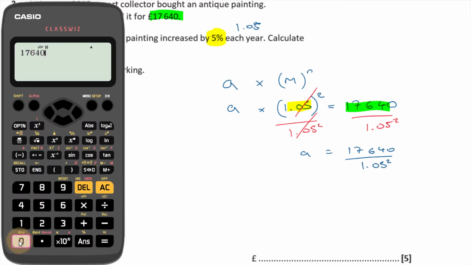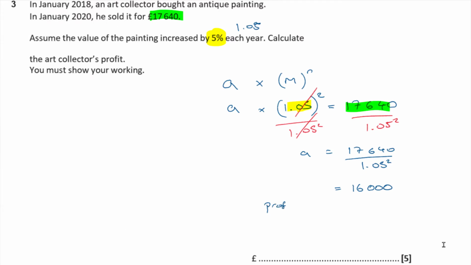Okay, so typing that into the calculator, 17,640 divided by 1.05 squared comes out to 16,000. So then his profit then is going to be the difference between those two amounts, isn't it? What he sold it for minus what he paid for it. Okay, so 17,640 minus 16,000. That's a difference of 1,640. So that's going to be his profit then, isn't it? He's made 1,640 on the sale. Okay, nice work.